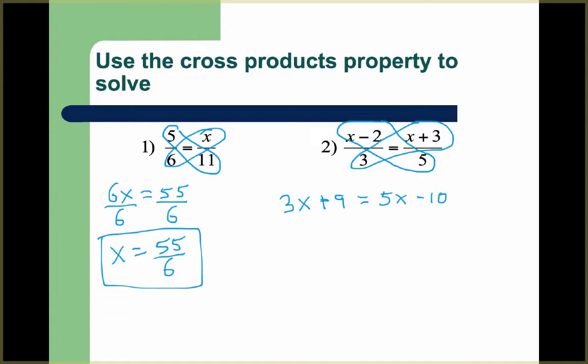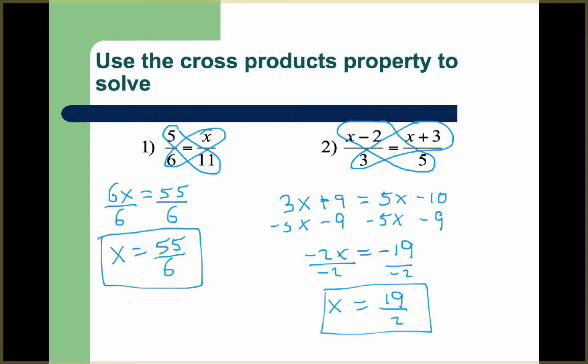We then get our variables on one side. I'm going to move my variables to the left, and move our constants to the right. And we get negative 2x equals negative 19. Divide by negative 2 to undo our multiplication, and we get x is 19 halves. And we have solved our proportion.